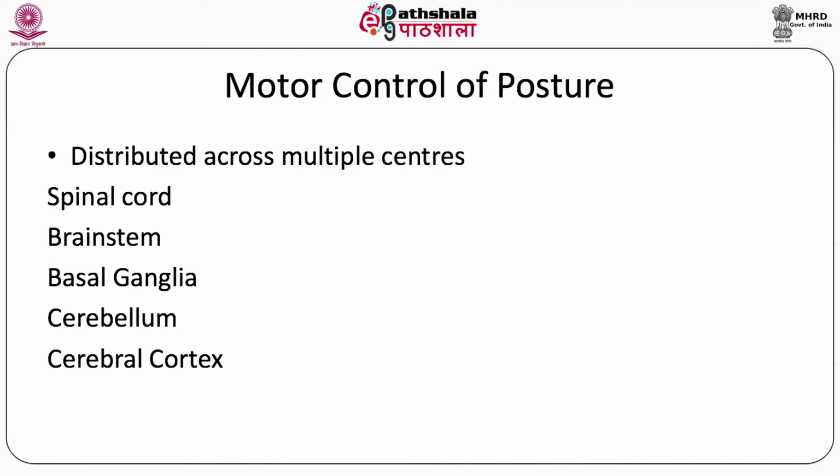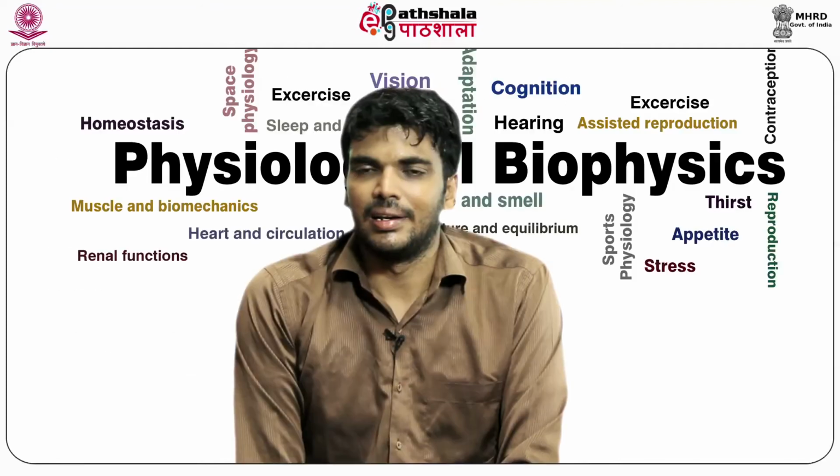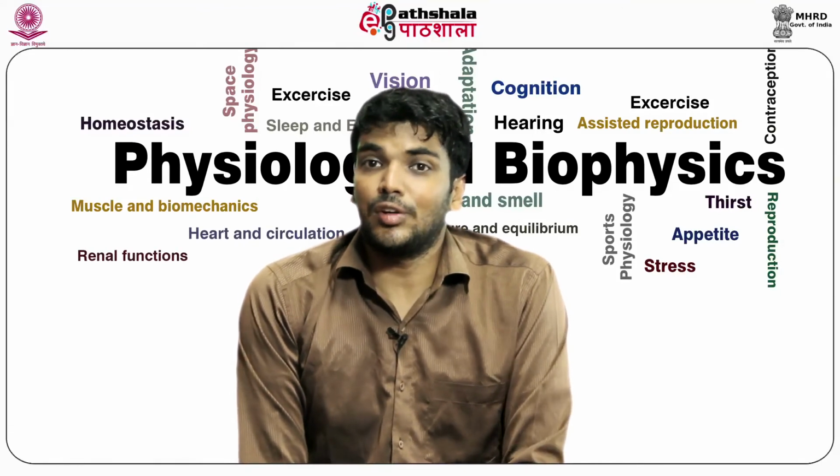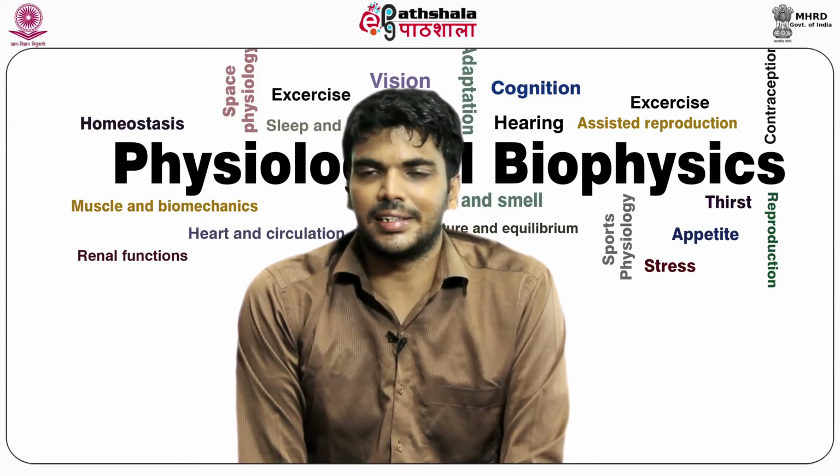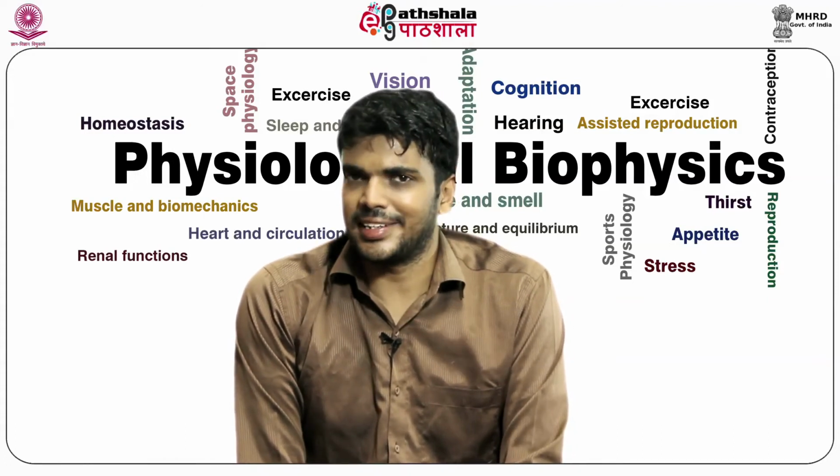It starts at the spinal cord, brainstem, then there are also the basal ganglia and the cerebellum, and also the cerebral cortex. So motor planning is an integrated process which involves recruitment of all these areas to generate the appropriate motor activity. Now one way of studying the individual contribution of each of these centers is through neural lesioning studies.